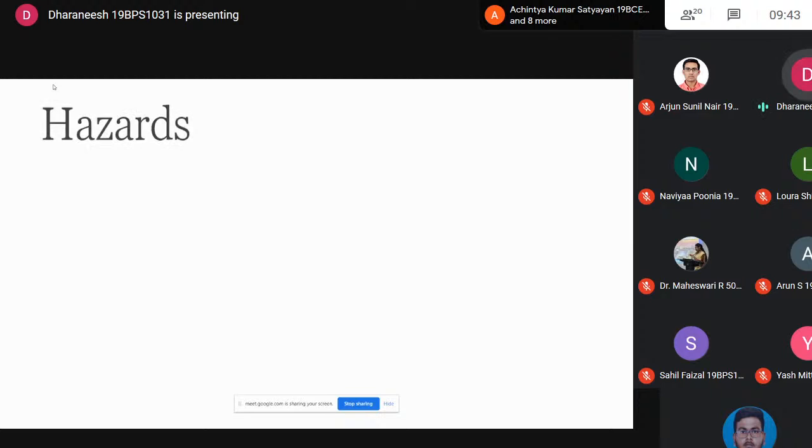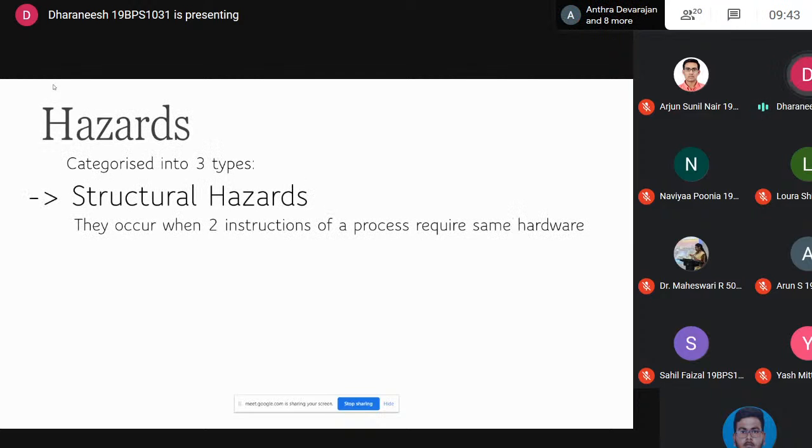And coming to the part of hazards, they are basically categorized into three types. One is structural hazards, and they occur when two instructions of a process require the same hardware. For example, when you have an input instruction and you are taking a very huge input, or you have an output instruction like a print instruction with a lot of output, the problem here is that your latch cannot store a lot of data.